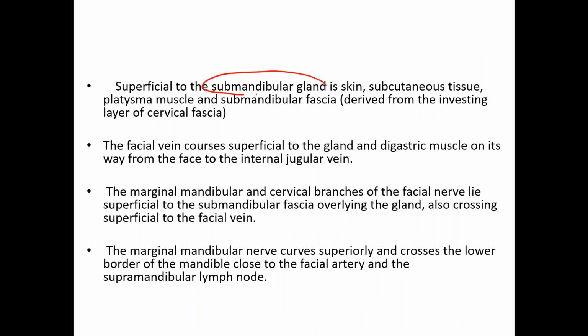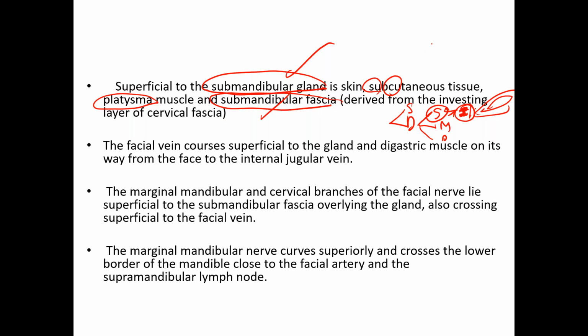Superficial to the submandibular gland, what is there above it? There is subcutaneous tissue, platysma, and submandibular fascia derived from the investing layer. The deep cervical fascia has a superficial layer, a middle layer, and a deep layer. The superficial part of the deep cervical fascia is also called the investing layer. It wraps up all the glands, like the submandibular gland and also the parotid gland. All these are wrapped up in the superficial or investing layer.